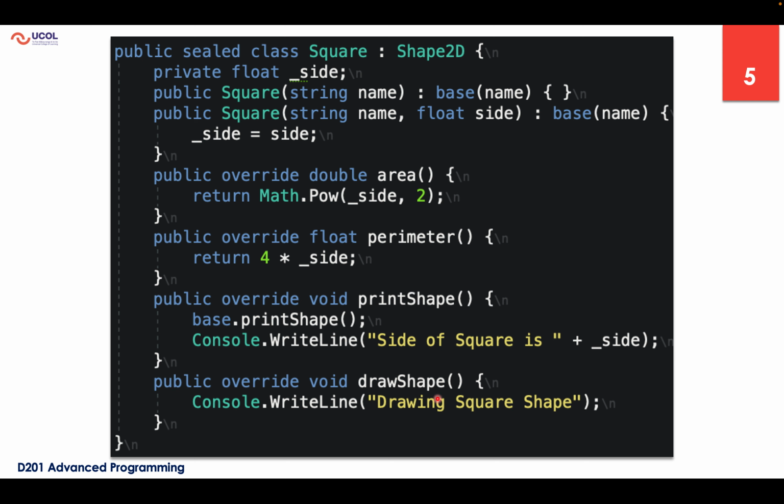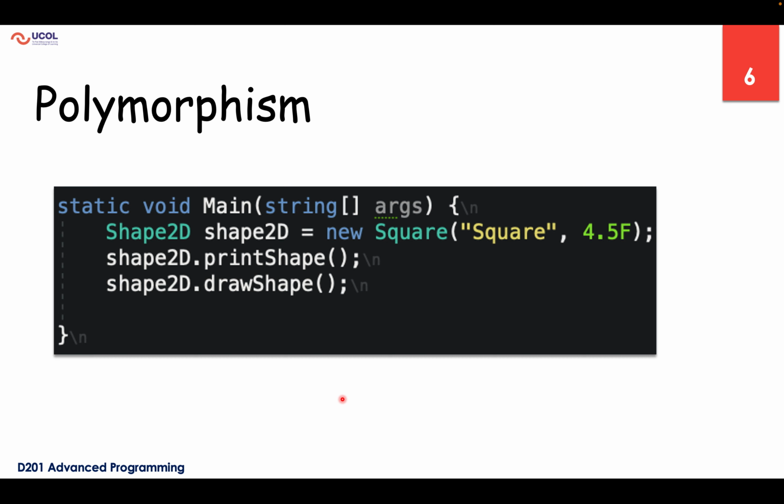And then of course we are writing that the side of a square is this, and then we also have the draw shape method, but again that was a virtual method. We have overridden it, we have changed that specific method in the derived class. So here is how we can use it. This is the simplest way to do things. We have a new square, and we are creating a square object.